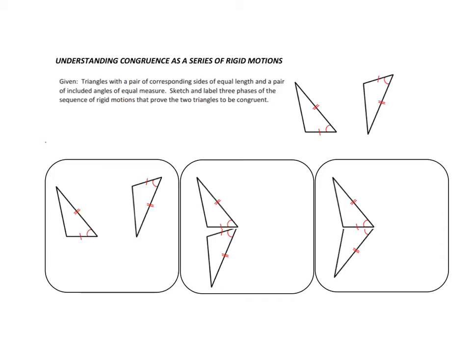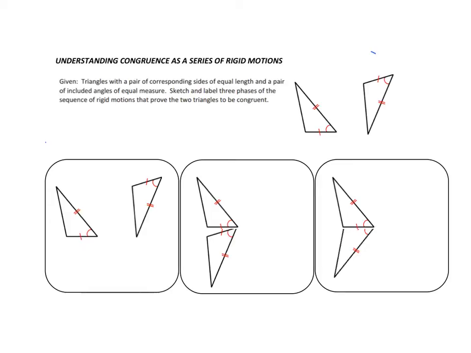Okay, now we're going to talk about some proofs. Traditionally, proofs were done in two-column form, statements and reasons, or even a flow proof, but now with new Common Core language and procedure, we're going to try to prove congruence through a series of rigid motions or through a series of transformations.